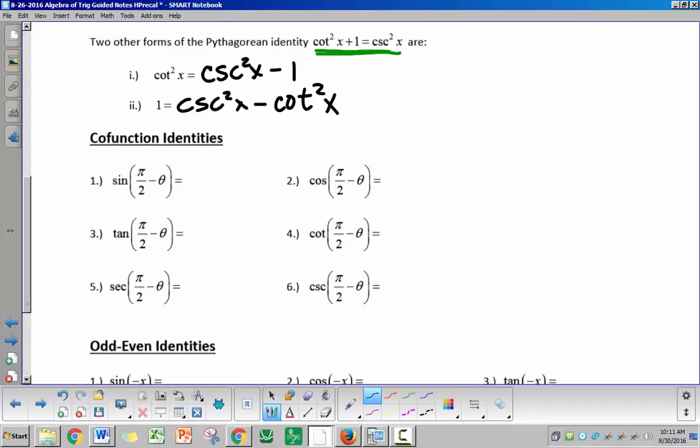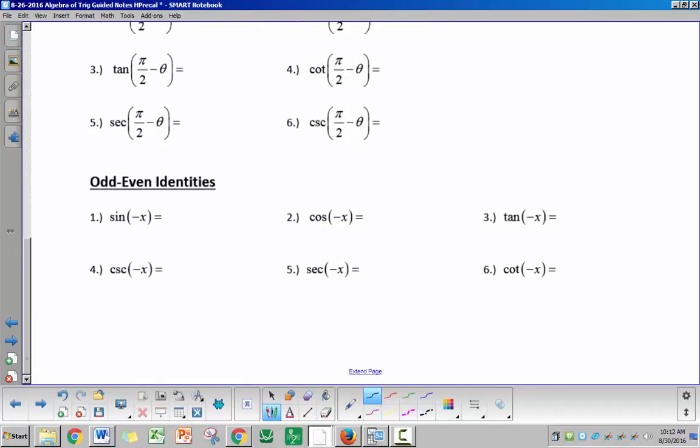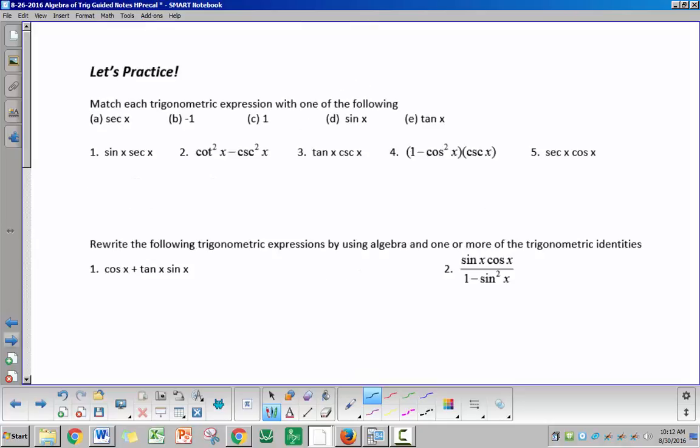Now, these are cofunction identities. These are not on your sheet, and I'm going to go over them in the next unit. Okay, so this isn't going to be on a test or anything. All right, so where are we? Let's practice? Yes. So let's practice.